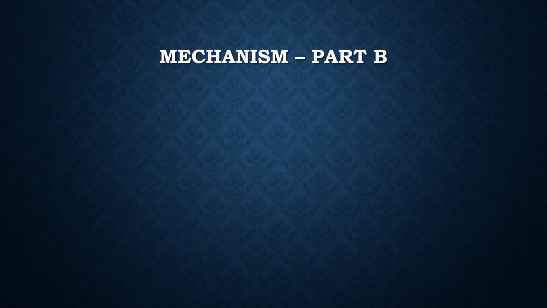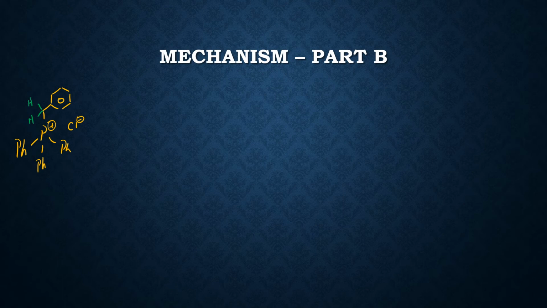Okay, so let's look at the mechanism for part B. This one's going to be a little bit longer. There's a couple more steps that we have to go through with this. Now remember, we're going to be using the compound that we made in part A to complete our Wittig reaction. And so we've got this guy here, right? Our salt, our phosphonium salt.